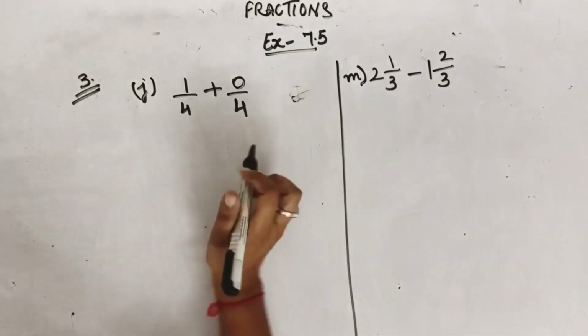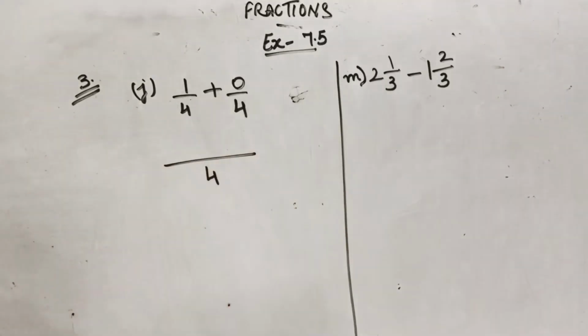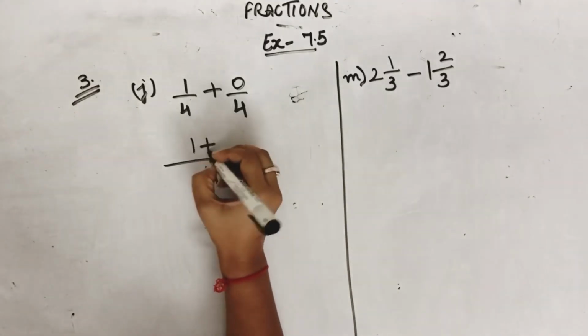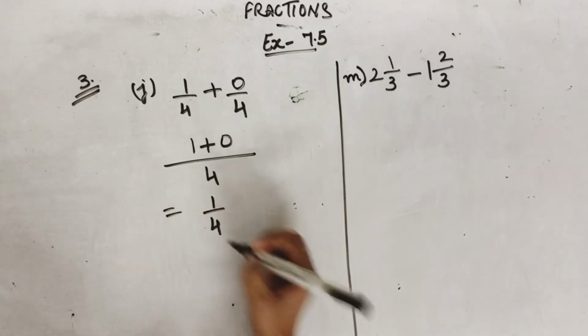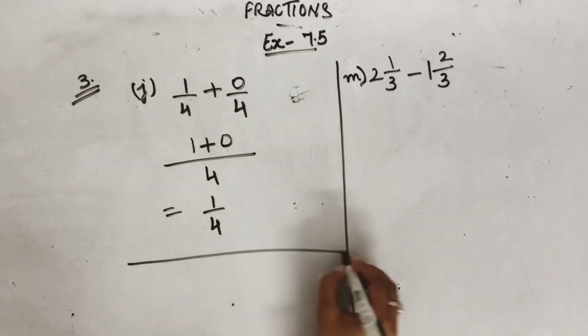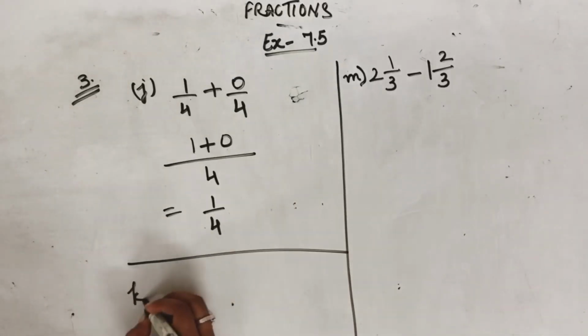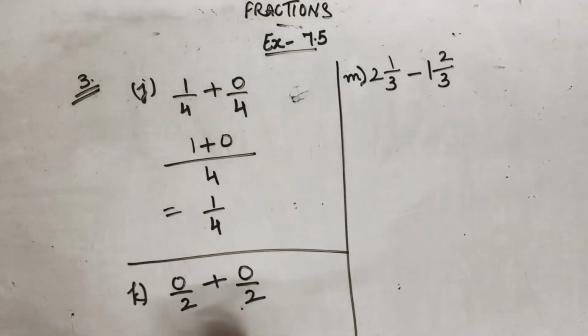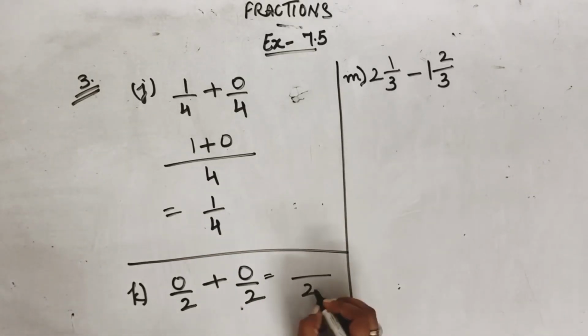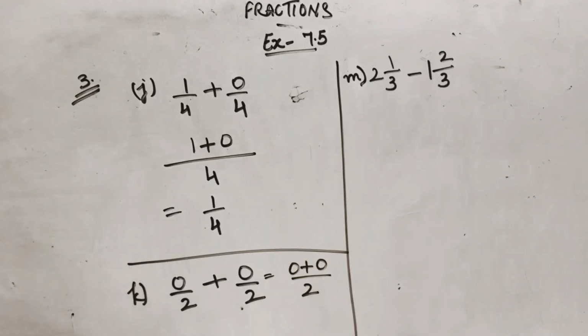1 by 4 plus 0 by 4. Now 4 is the common denominator. So in the numerator you can write 1 plus 0. So it will be 1 upon 4. Next we have 0 by 2 plus 0 by 2. Again 2 is the common denominator. In the numerator you can write 0 plus 0, which is equal to 0 upon 2. Any fraction in which the numerator is 0, the answer will be 0.